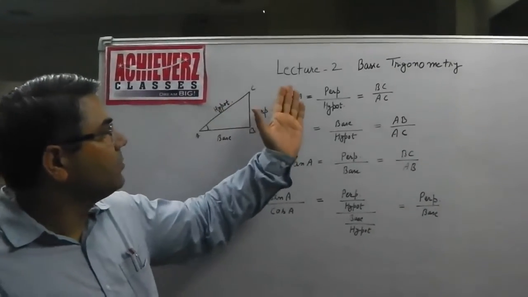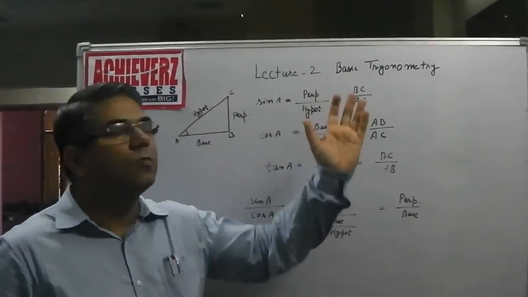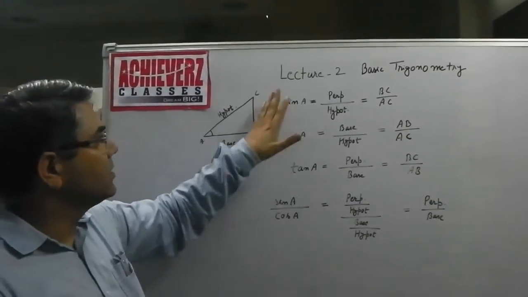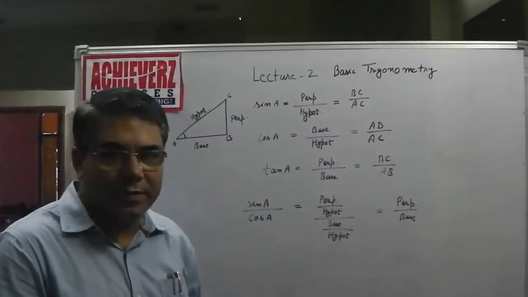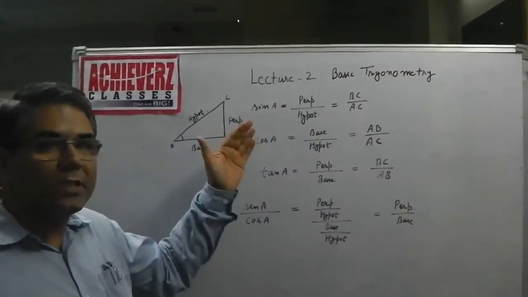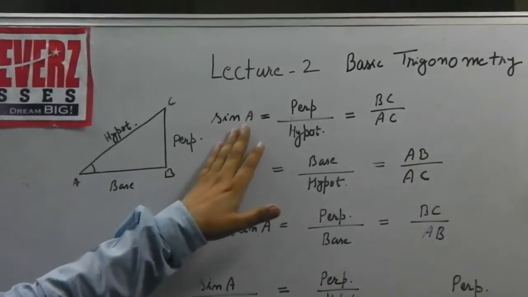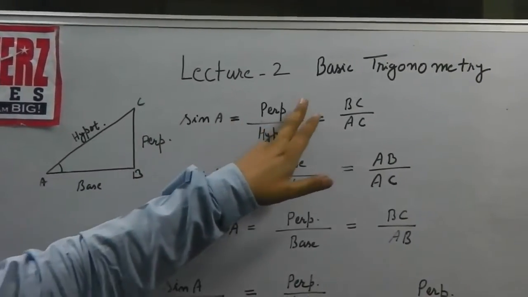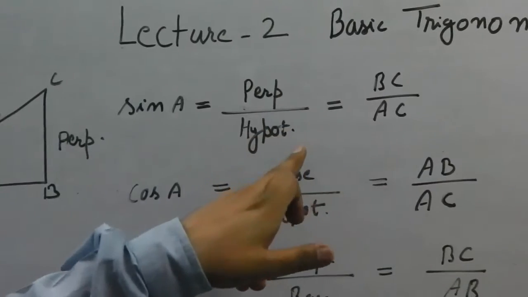हमने फर्स्ट लेक्चर में वी टॉक्ड अबाउट बेसिक ट्रिग्नोमेट्रिक रेशियोज. This is our second lecture on basic trigonometry. In the first lecture we discussed what is sin A. As we told you, it was perpendicular over hypotenuse.